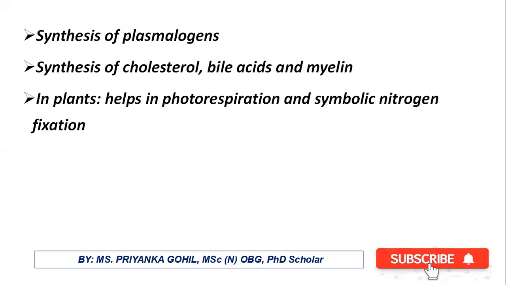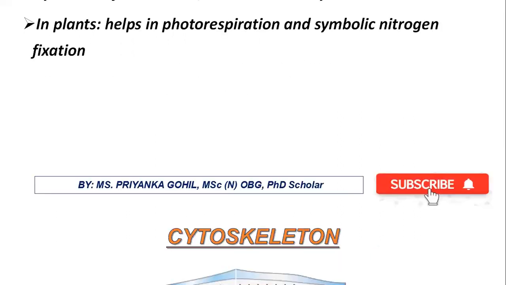And they are also useful in the synthesis of plasmalogens, which is the type of ether phospholipid which is needed for the functioning of our brain and the lungs. Now they also participate in synthesis of cholesterol, bile acid and the myelin. Now if we see in the plants, it will help in the photorespiration and symbiotic nitrogen fixation.